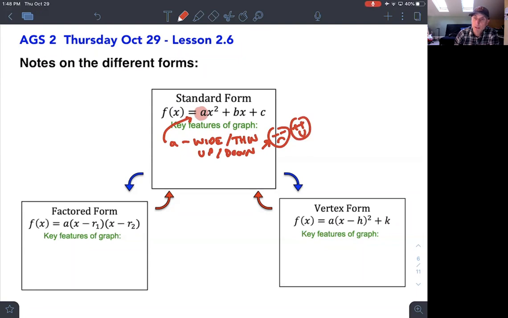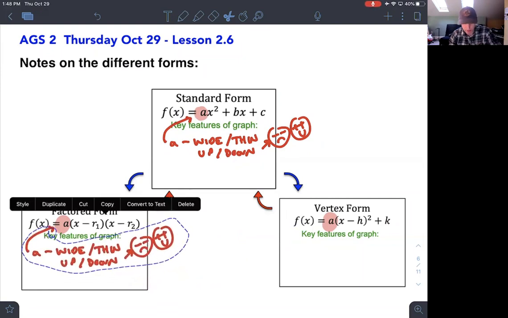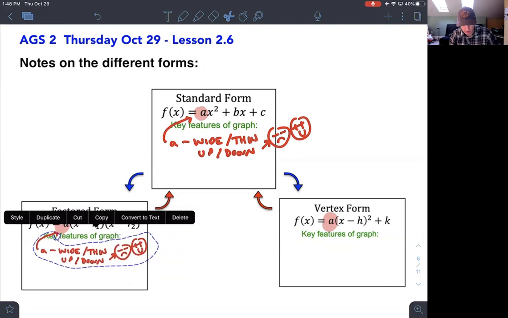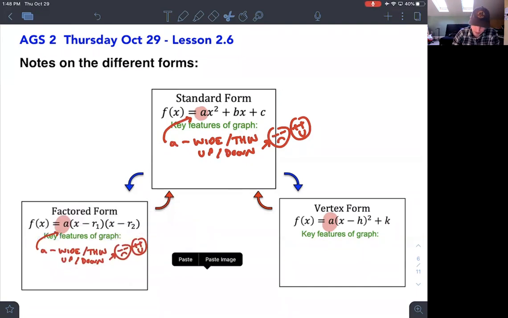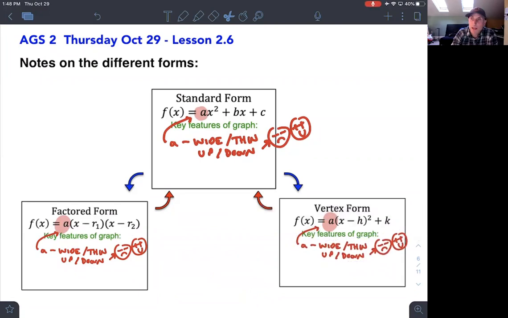Okay. Guess what? A is in the other forms as well. It's down here and it's down here too. And it does the same thing in each of those parts. So I'm going to cut and paste that there. Actually, make it a little smaller. You already know what it says. So that it fits. Okay. So A, the width or the orientation, how it faces upward or downward, can be seen in any of the forms. Whether it's positive or negative, any one of those will tell you if it's up or down.